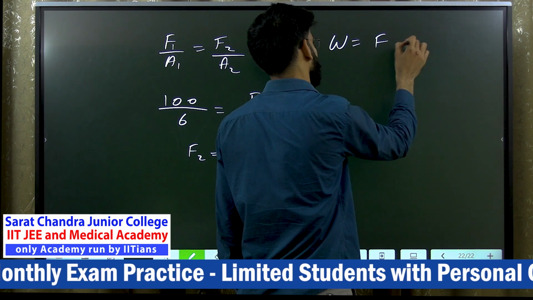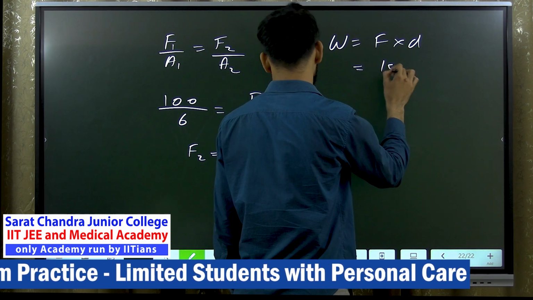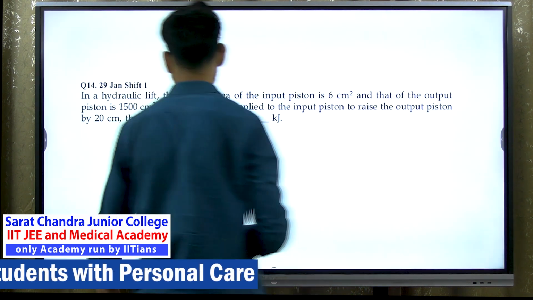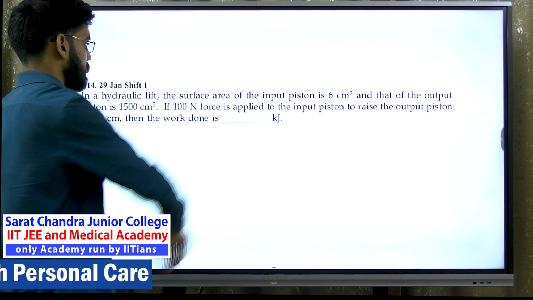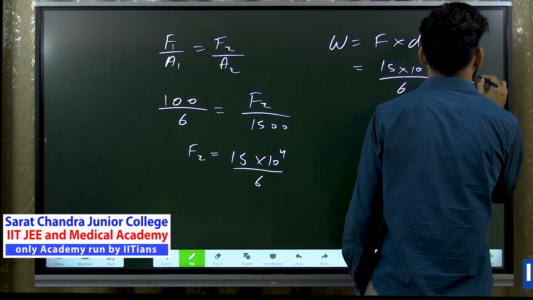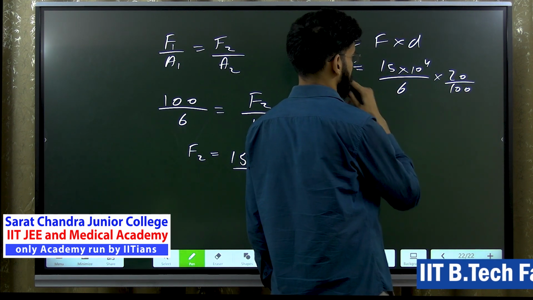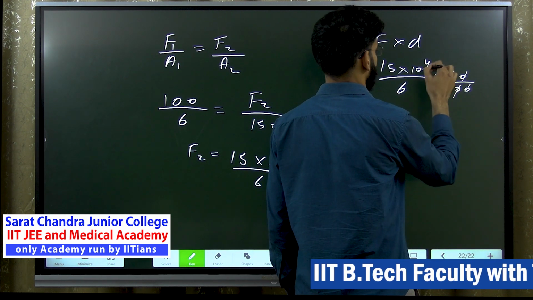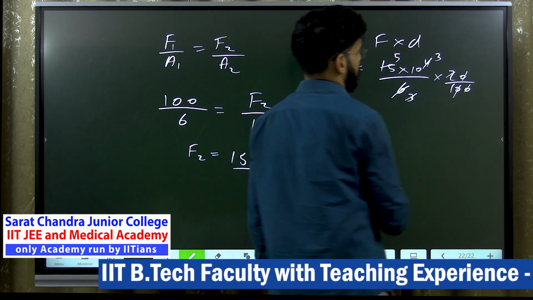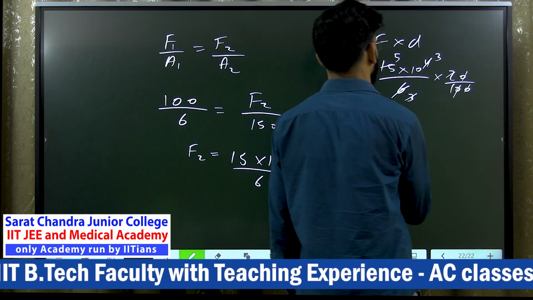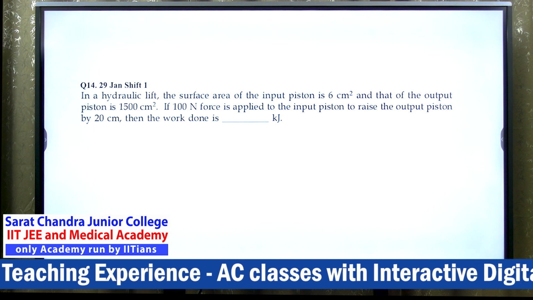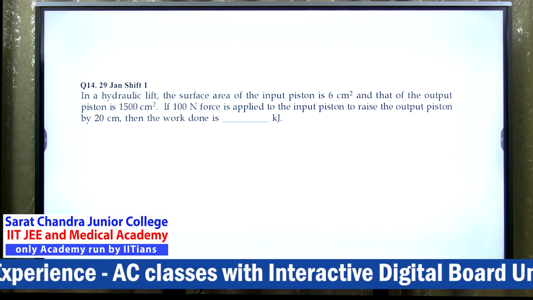Work done will be how much? Work done is basically force into displacement. So force is 15 into 10 to the power 4 divided by 6 into distance, that is 20 centimeter, right? Yes, 20 centimeter. He is asking in kilojoules, so let's convert that also. First let's get the answer. 0, 0 cancel out, 10 to the power 3 leave it as it is. So 5 into 10 to the power 3, which means 5 kilojoule. So the 14th question answer is 5 kilojoule.